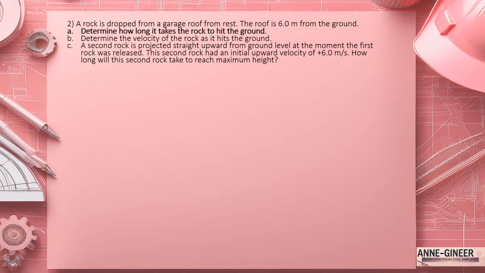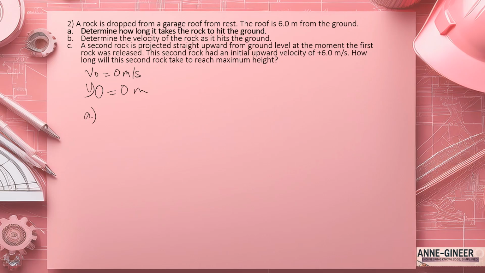Another example: we have a rock that is dropped from a garage roof from rest. If it is from rest, the initial velocity is 0 meters per second. The initial height, we will also make it 0 meters. For question A, determine how long it takes the rock to hit the ground.